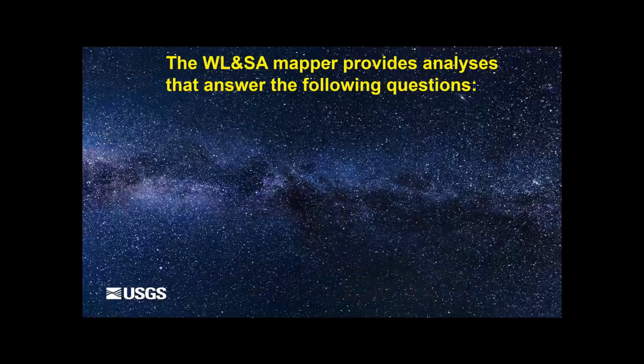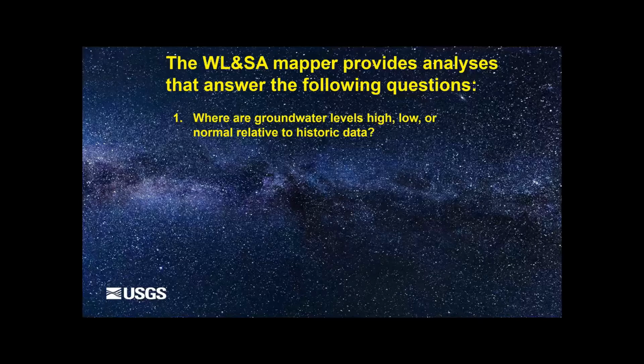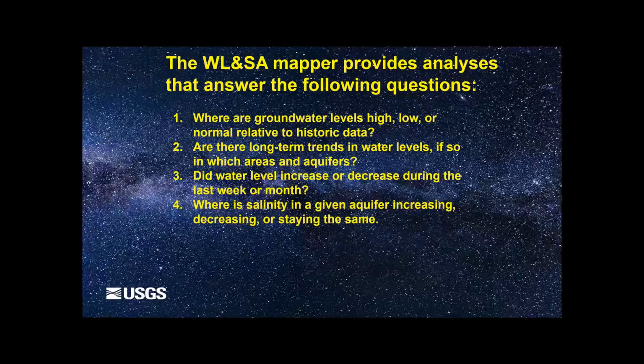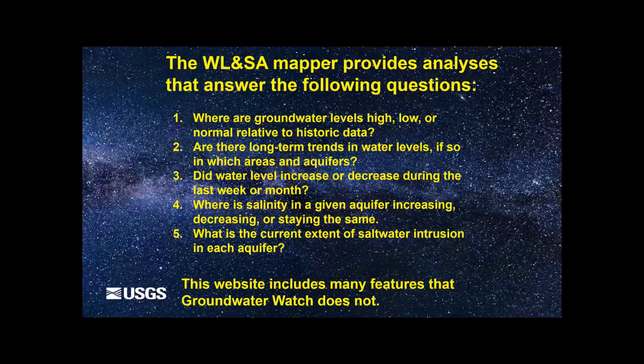The Water Level and Salinity Analysis Mapper provides analyses that answer the following questions. Where are groundwater levels high, low, or normal relative to historic data? Are there long-term trends in water levels? If so, in which areas and what aquifers? Did water level increase or decrease during the last week or month? Where is salinity in a given aquifer increasing, decreasing, or staying the same? What is the current extent of saltwater intrusion in each aquifer? This website includes features that Groundwater Watch did not.